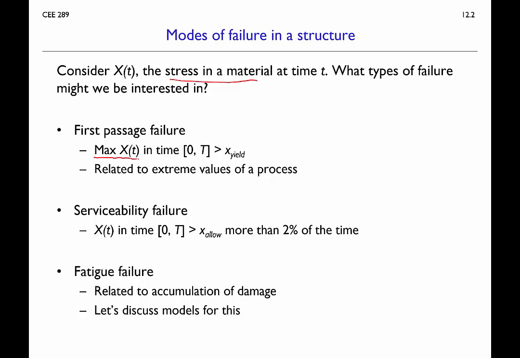previously. We can also think about something we might call a serviceability failure, to say there's some allowable x and we're allowed to exceed it a little bit, but not too often. So we might say, no more than 2% of the time could we get above some level of response. It's not necessarily a safety problem to be exceeding that, but it would be something we'd like to avoid in general. Again, we can think about upcrossing rates from that.